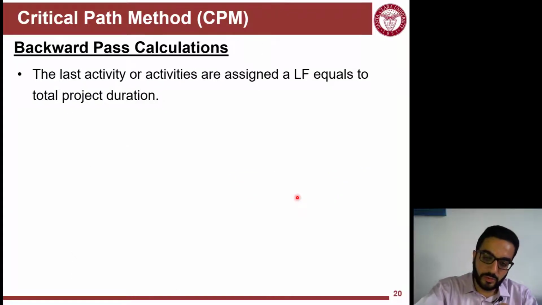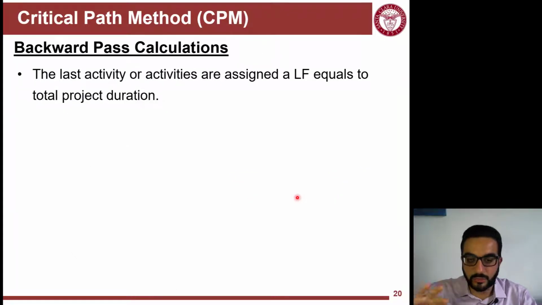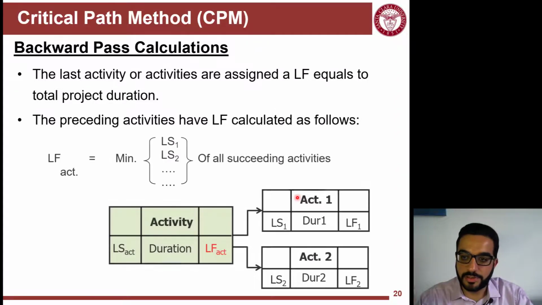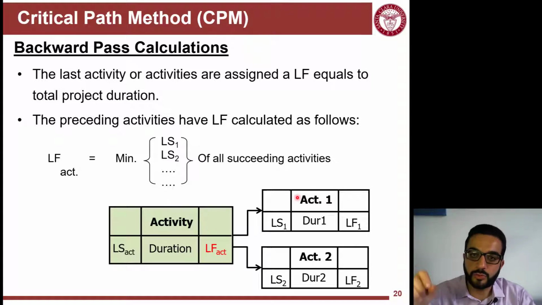Now, let's say you did all of that, this calculation for all activities. You reach the end of the project. You have the project duration. Now you do the backward pass. So in the last activity or the finishing activities you have, you will assign the late finish to be your project duration. And then for any other activity, you go backwards.